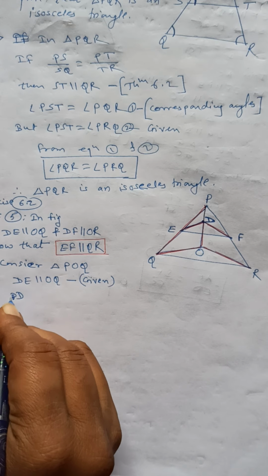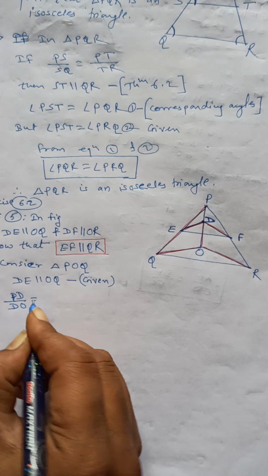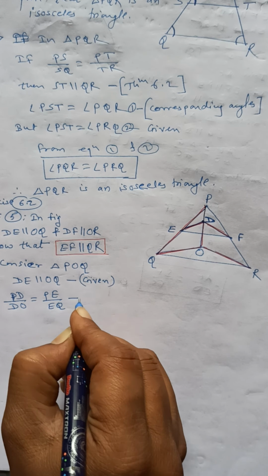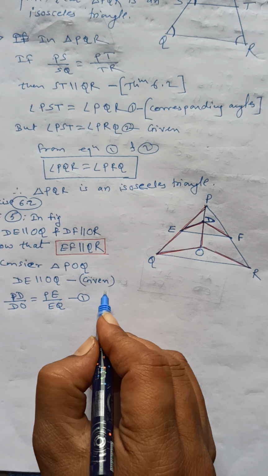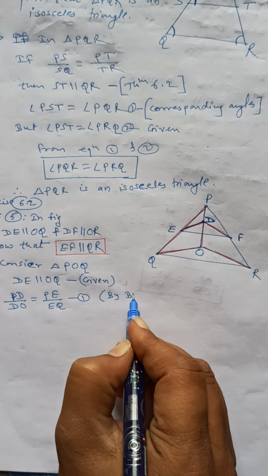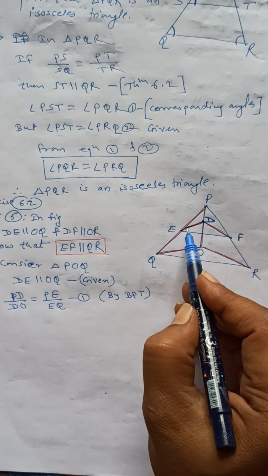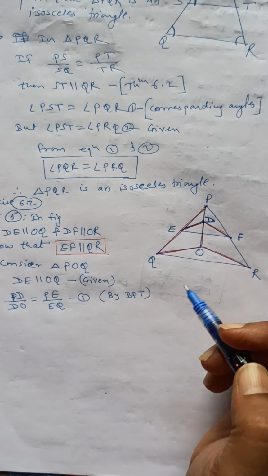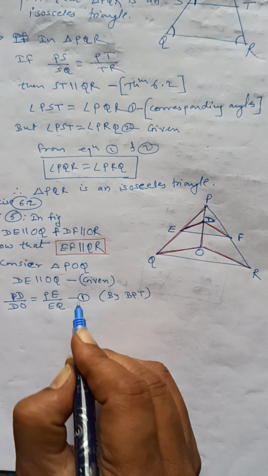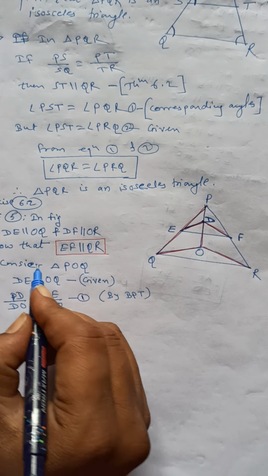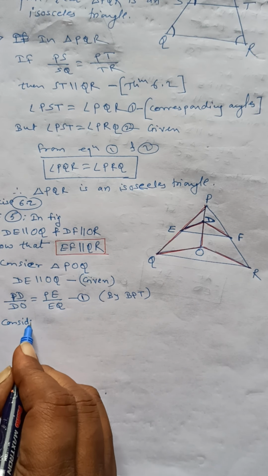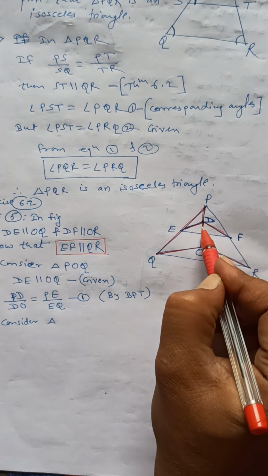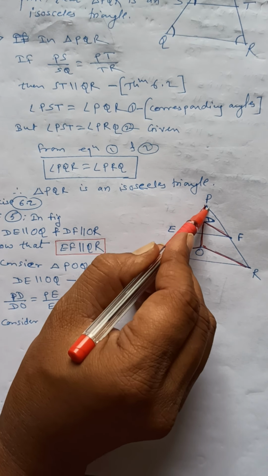PD upon DO is equal to PE upon EQ. Equation number 1. And by how? By the basic proportionality theorem: if a line is parallel to one side of a triangle, it divides the other two sides in the same ratio. By basic proportionality theorem, this is equation number 1. Now consider another triangle. Which other triangle? See here, POR. Consider this triangle POR.